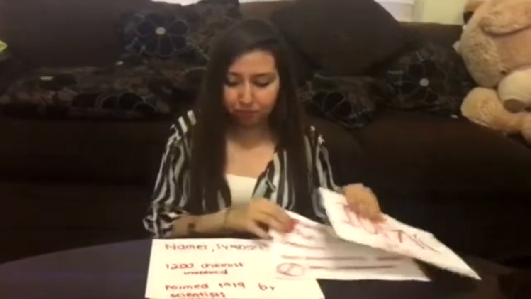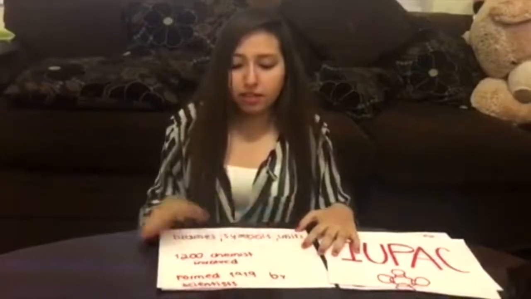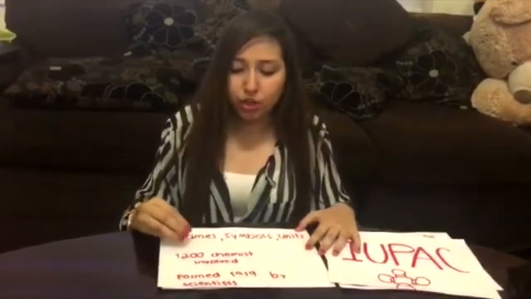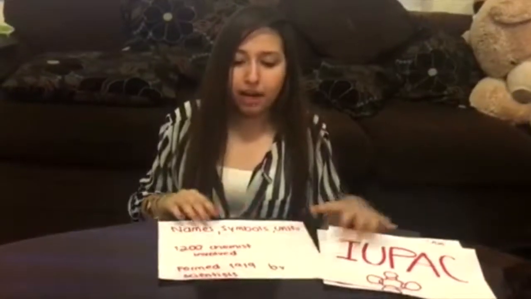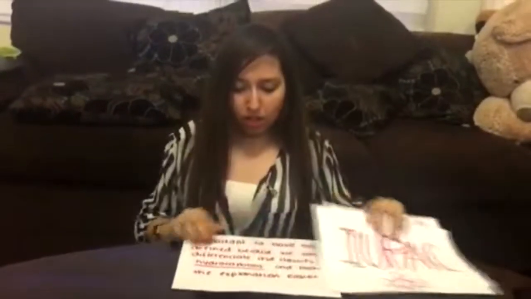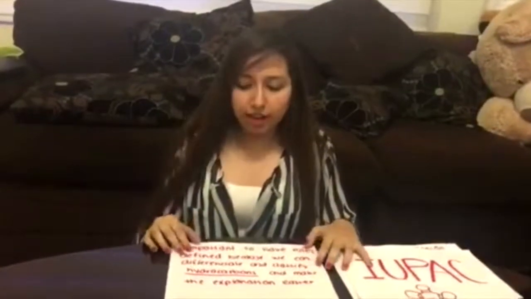IUPAC sets names, symbols, and units for chemistry elements, and more than 1,200 chemists are involved. It was formed in 1919 by scientists. The importance of having the rules defined is that we can differentiate and classify hydrocarbons and make the explanation easier.